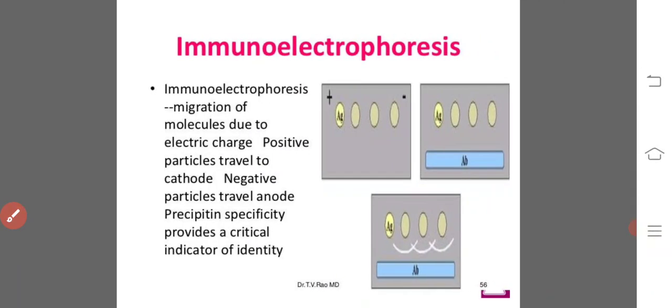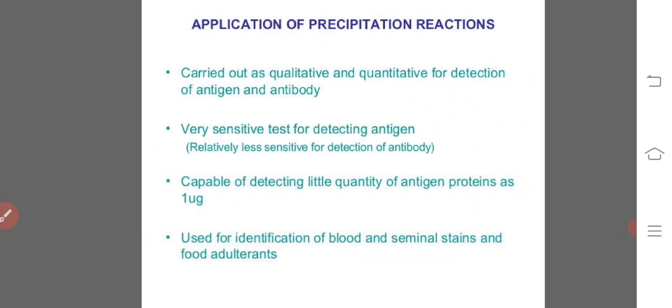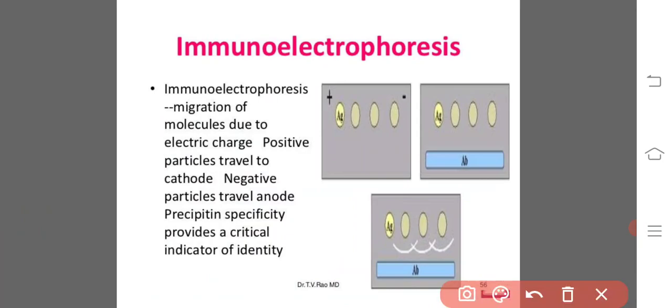And coming to immunoelectrophoresis. Immunoelectrophoresis is the migration of molecules due to electrical charge. Positive particles travel to the cathode, negative particles travel to the anode. Precipitin specificity provides a critical indicator of the identity. When the concentration of fractions of serum such as albumin, alpha, beta, gamma has to be determined, this test can be carried out.